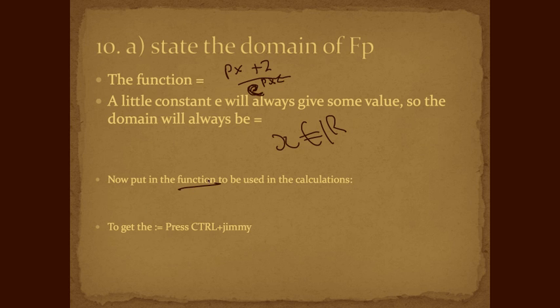To put a function into the calculator, write f of x comma p, because we have two variables here, x and p. Then we press the control button, and put in p times x plus 2, don't forget times x, over e, not the letter e but the constant e, to the power of p times x. Now we're done, we can move on.